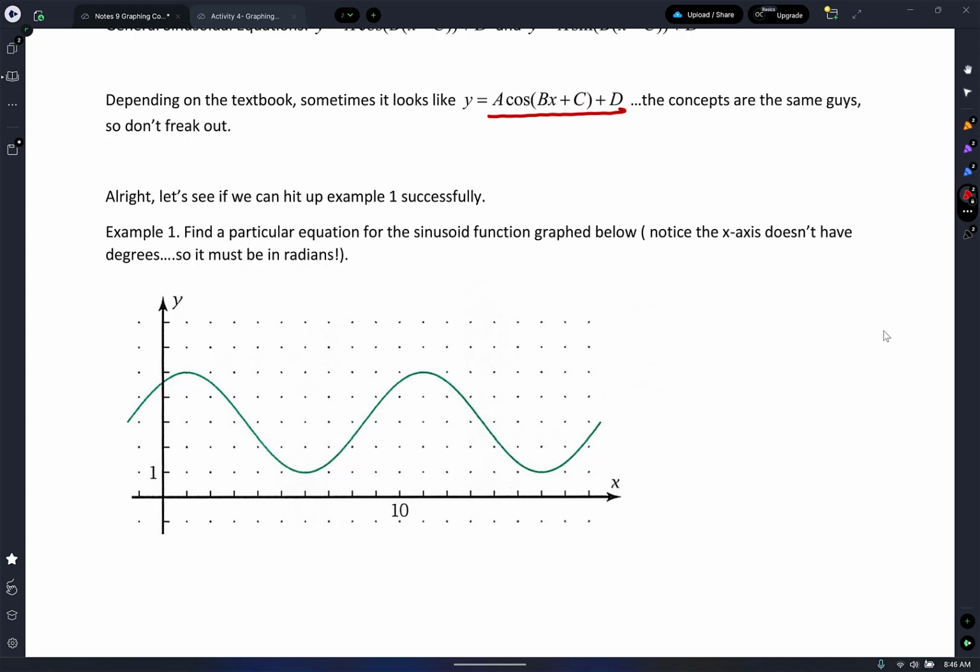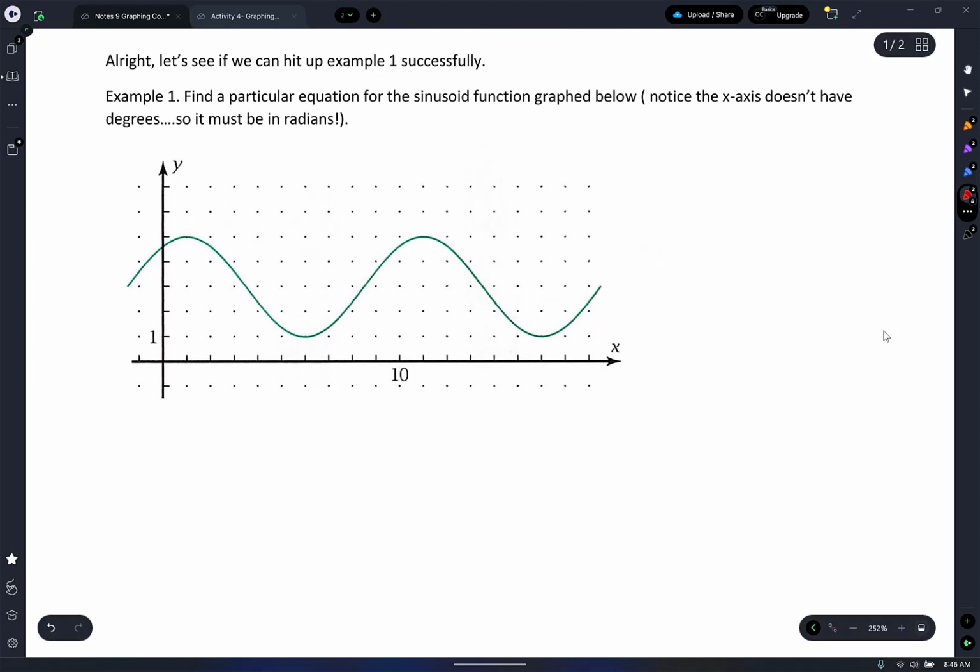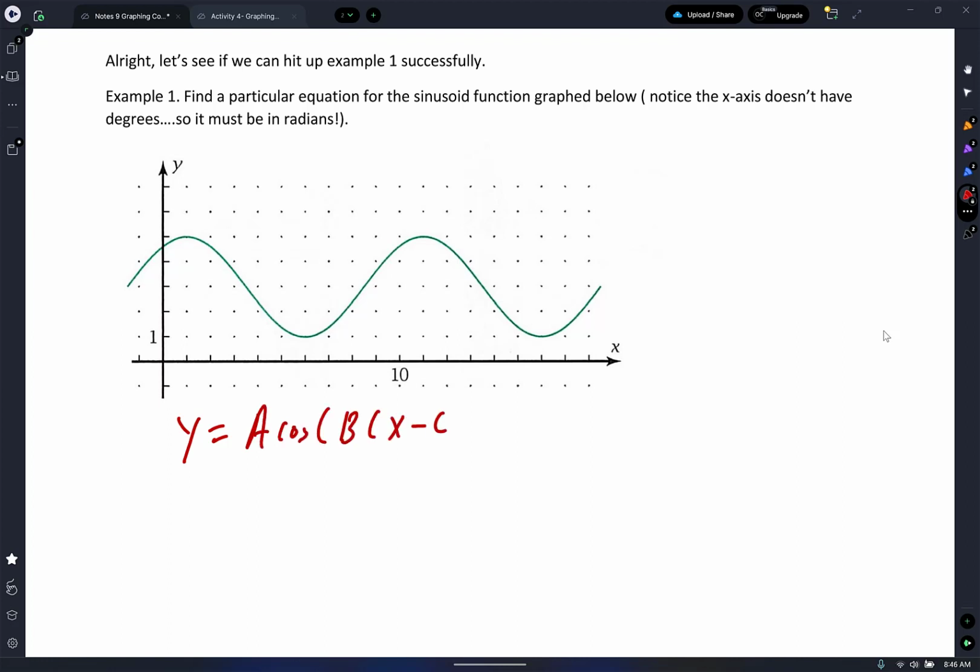All right, so we have this equation here, and I'm going to write y equals, and the cosine is all we know right now. So we know that for cosine, we're just looking at the peak to figure out the shift because the peak needs to be on the y-axis. So we're going to say a cosine, open parenthesis, b, open parenthesis, x minus c, close, close, plus d.